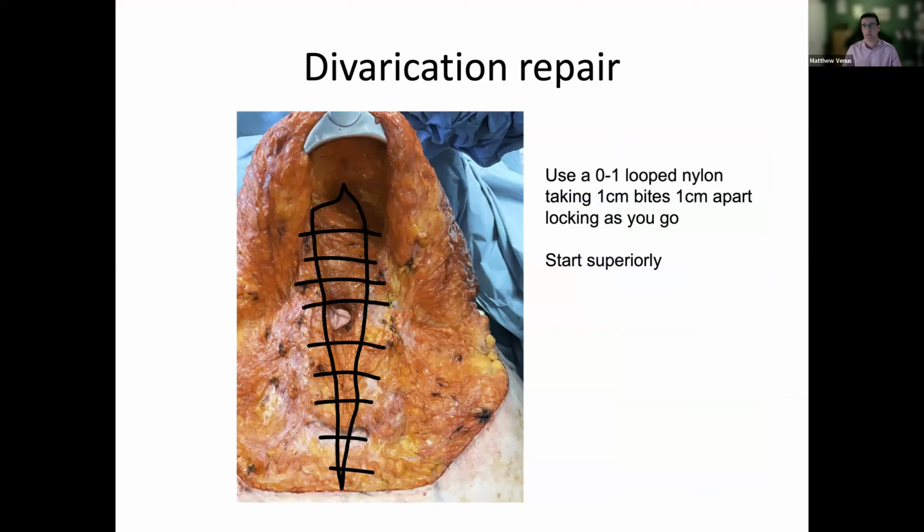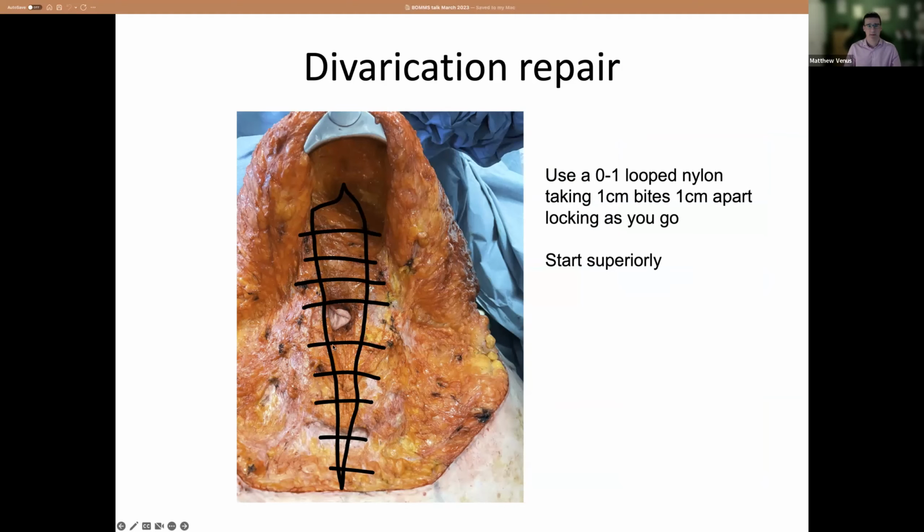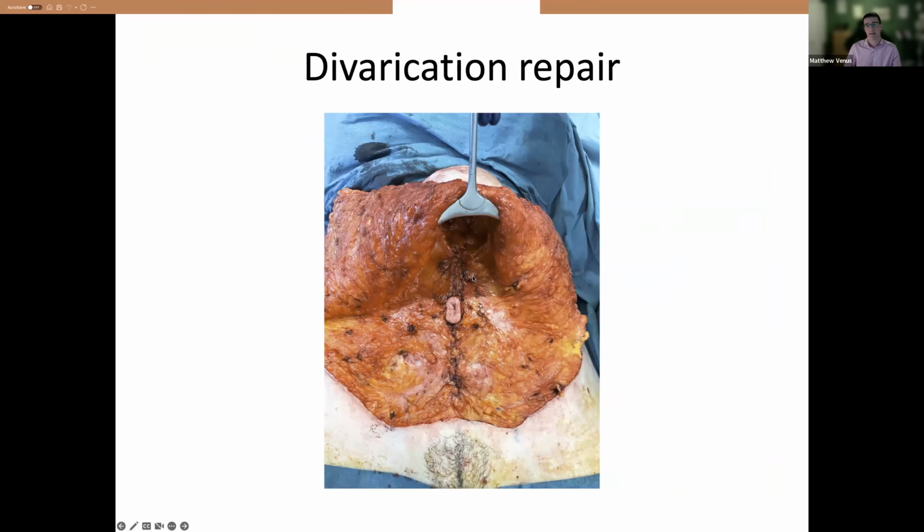And what I do is take a #1 loop nylon, a centimeter apart, lock it as we go. When it gets to the belly button, you don't want to strangle that, so you come down one side and then keep going. That gives you a nice flat foundation for your skin reduction, which you put on top again. As I say, try not to strangle the belly button and bring the muscle edges together.